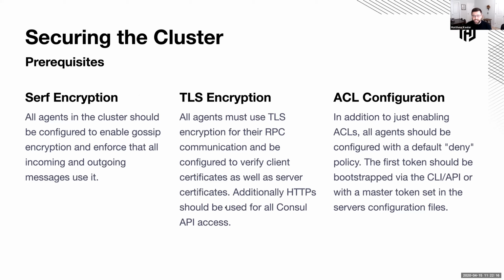Both of these are necessary so that when you are using your tokens to access the API, they won't be transmitted in plain text over your network and potentially sniffed and stolen. The last prerequisite is that besides just enabling ACLs, you should always be in a default deny mode. You should not use default allow.